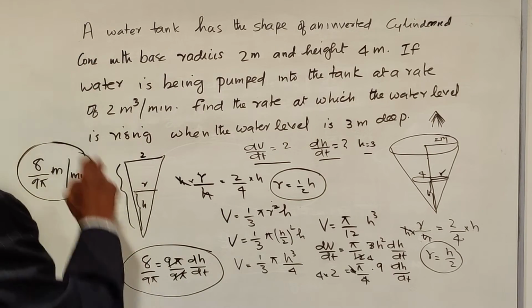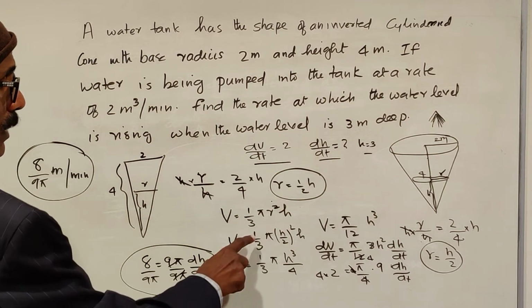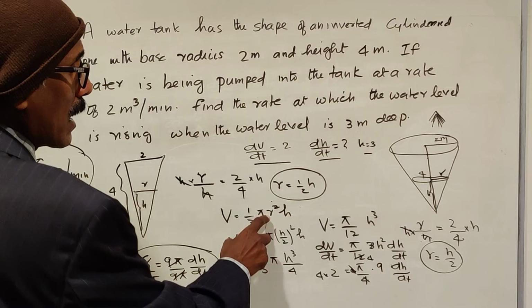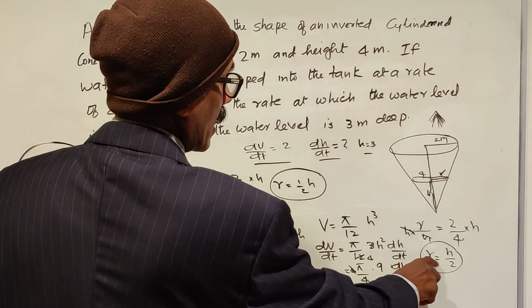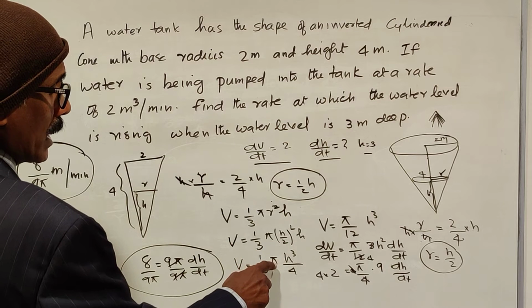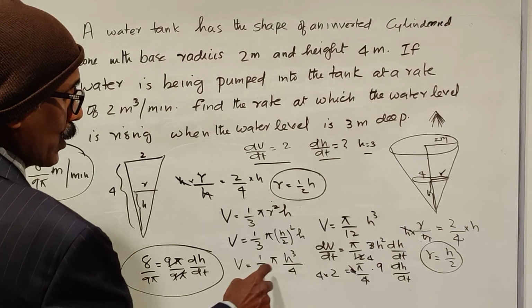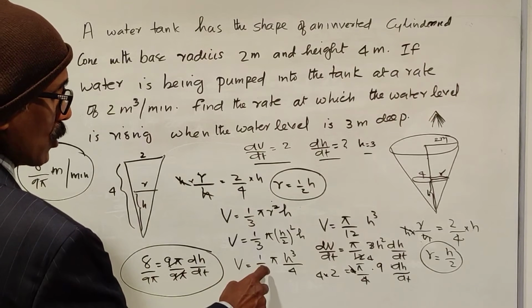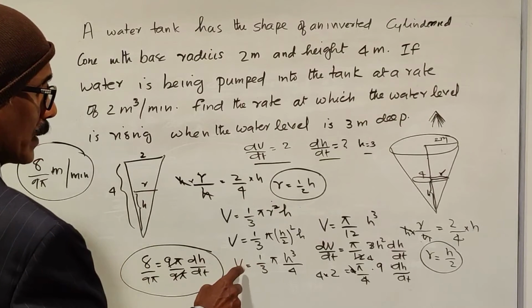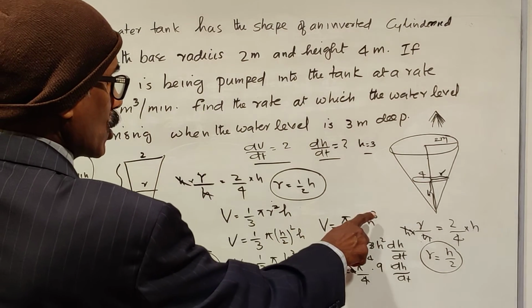Cylindrical cone, okay? What is the volume of the cone? 1 by 3 pi r square h. 1 by 3 pi into, what is R? R we already got. R is equal to h by 2. Just substitute there. H square by 4 times h, h cube by 4. 4 into 3 is 12. Pi by 12. Okay. Then what is V? V is equal to pi by 12 h cube.